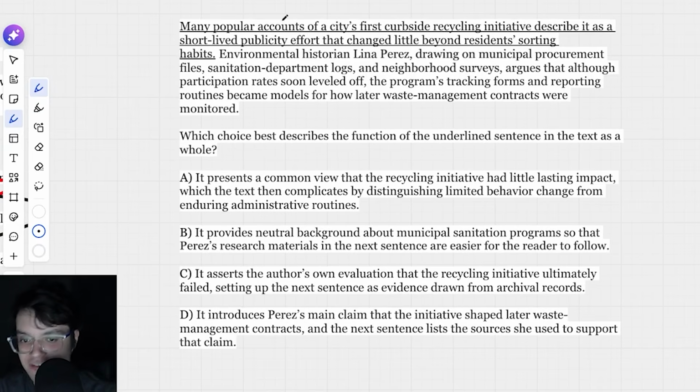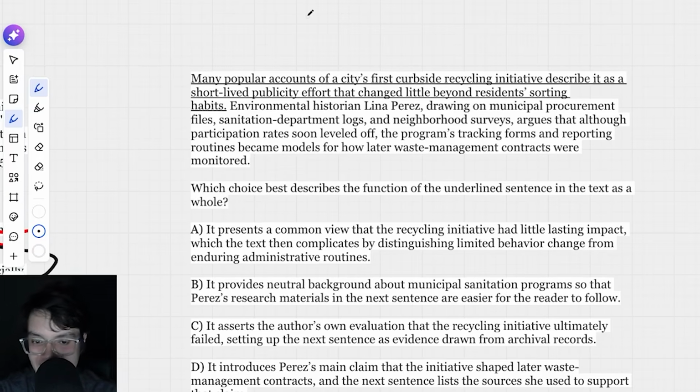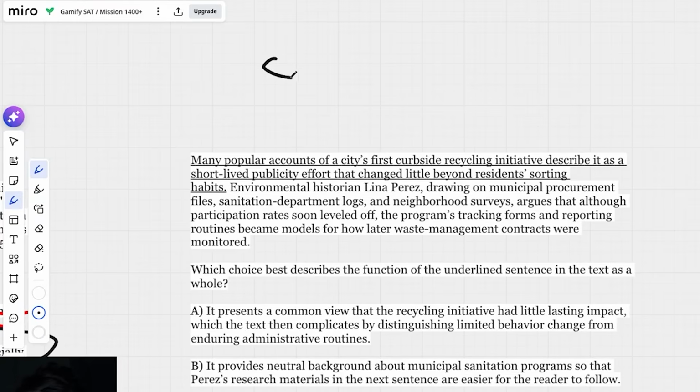Many popular accounts of a city's first curbside recycling initiative describe it as a short-lived publicity effort that changed little beyond residents' sorting habits. Okay, so I'm trying to write notes on that. I would say something like the CRI, Curbside Recycling Initiative. I would just say basically NG, not good. That's really all that I'm trying to say here. The initiative was not good.